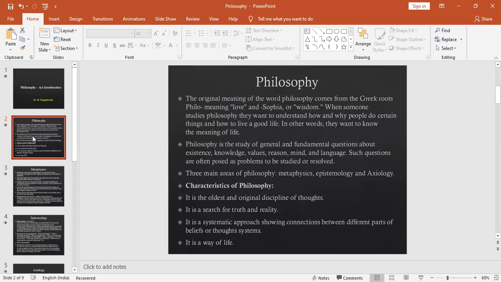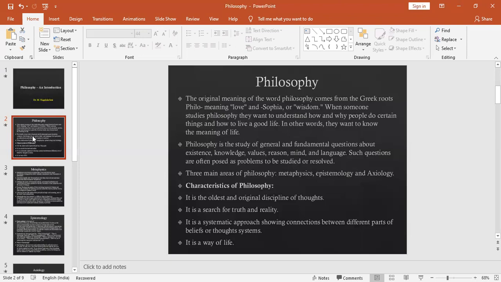It is the oldest and original discipline of thought. So philosophy is not something new or evolved recently. It's very old. We start from Aristotle, so BC itself, it's the oldest and original discipline of thought. So everything we're going to study is about thoughts and mind. It is a search for truth and reality, that is, a search for absolute truth or reality. And it is a systematic approach showing connections between different parts of beliefs or thought systems.